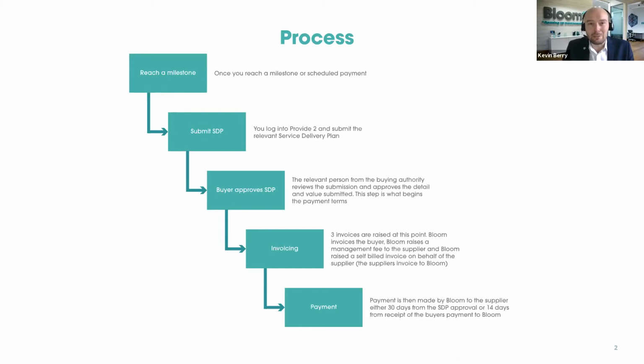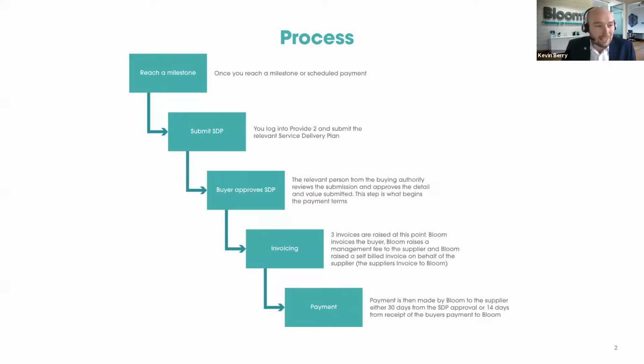So the first real action for you as our suppliers in that process is, once you reach a milestone or a scheduled payment that's agreed within that works order, you log into our Pro-vide portal and you submit the relevant service delivery plan, or SDP as we call them for short. You do that by accessing the specific work plan it relates to. It's not a process we're going to drill into in this webinar, but there is a video tutorial of it on our YouTube channel, should you wish to access that. We could also answer questions around that process at another date if required.